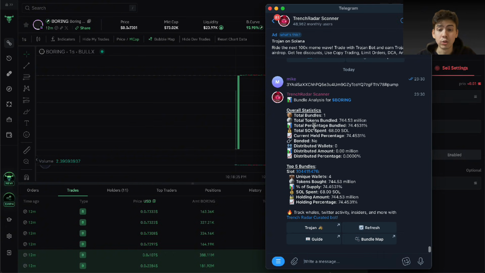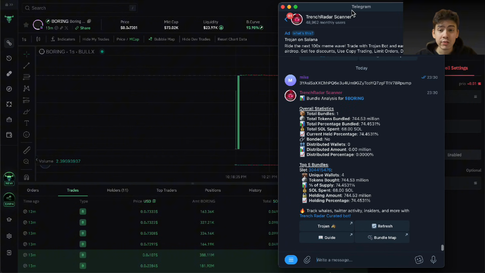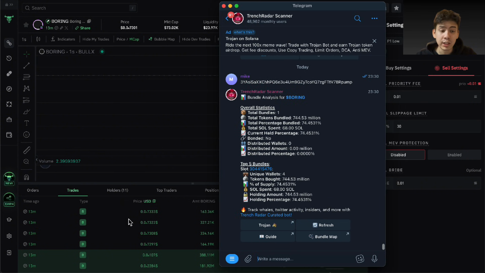It says that the total percentage of bundled is 74.4%, which means that one person holds more than 74% of this token supply. And as we have just identified from looking in the trade history right here, this person bought 68 Sol using 4 different wallets, so 17 each, bringing his total share of the token supply to 74.4%. Please avoid bundles at all costs, and please be aware that some bundles are more difficult to spot than the others, so definitely consider using this tool.